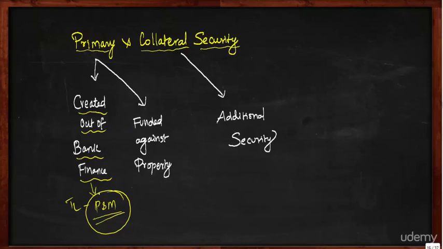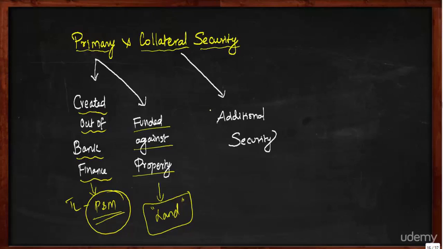But sometimes the bank will give a loan against a specific security. That is, the loans are funded against a specific security. Let's say the bank is going to give a loan only against land or only against a particular property. In such cases, those kinds of securities will also become primary securities. So primary security can be classified into two. One, the securities which are created out of the bank finance, or two, the securities against which the loan is given.